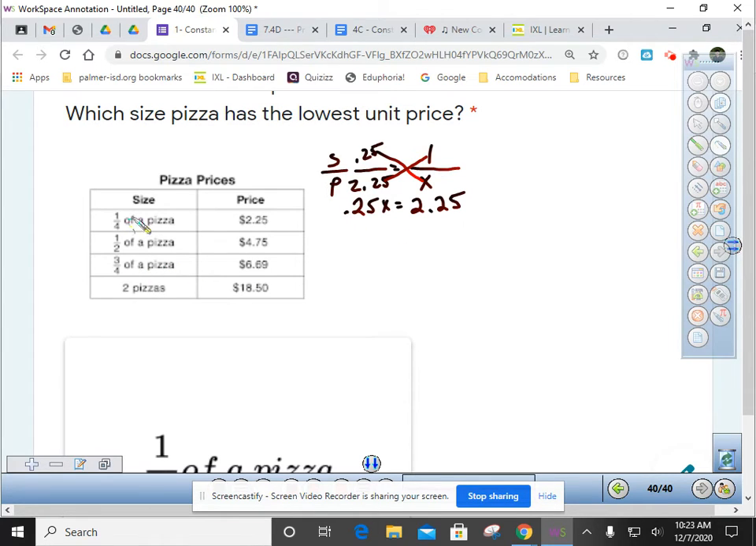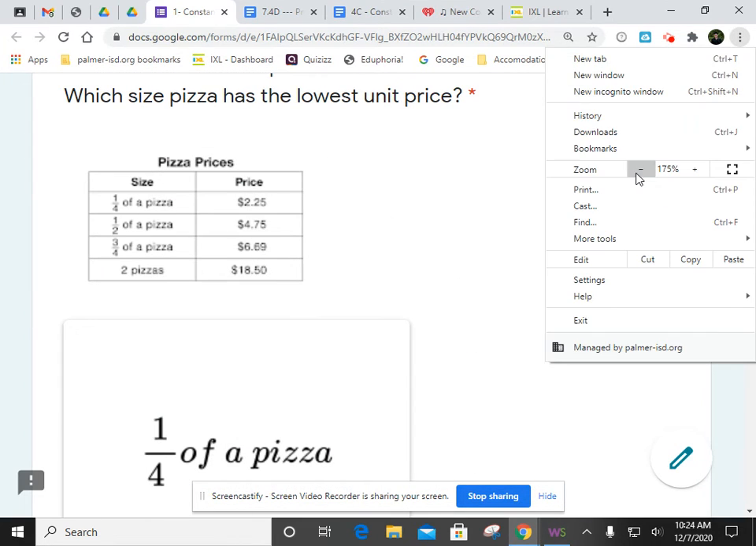So that's what you're going to do with all of these. And this one's 2 pizzas, so you can just divide it by 2 to figure out what it is for 1. But you should have 4 division problems on your paper, this being the first one. Figure out which one is the lowest unit rate.